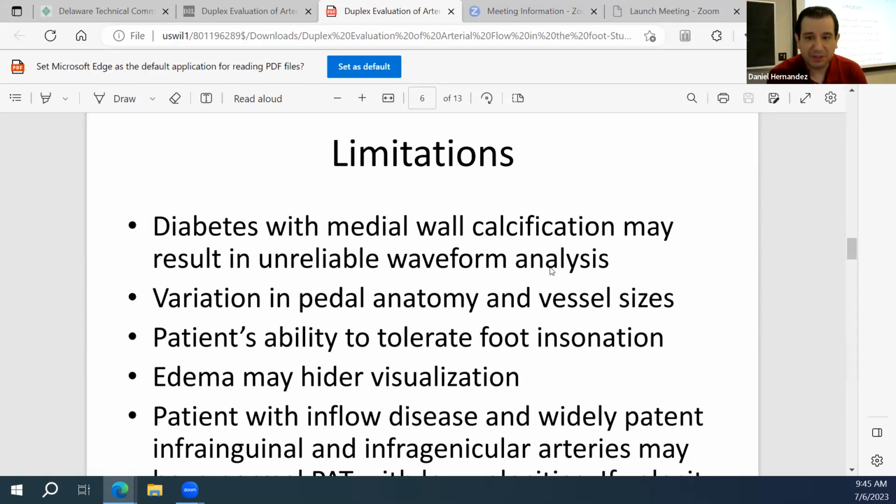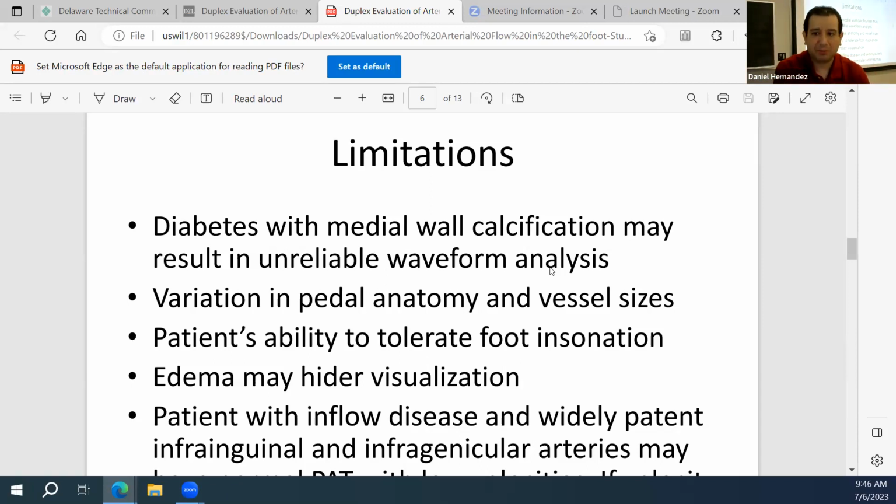There's a lot of variation in people's anatomy of the vessels when it comes to the foot, as well as variation in vessel sizes. So some people might have very, very teeny tiny vessels. As you guys have seen when we're imaging the upper extremities, some people have very teeny tiny radial and ulnar arteries. So the same would hold true once we get down towards the foot as well.